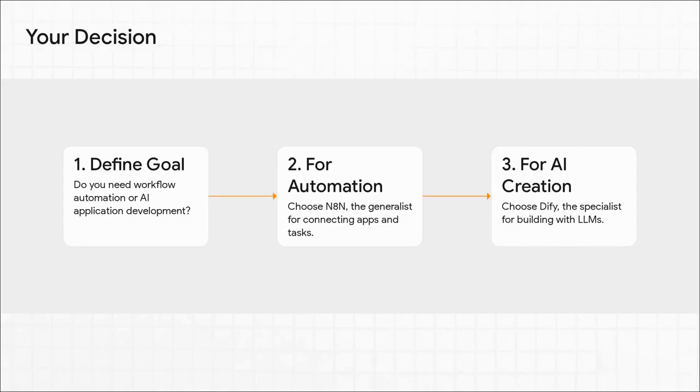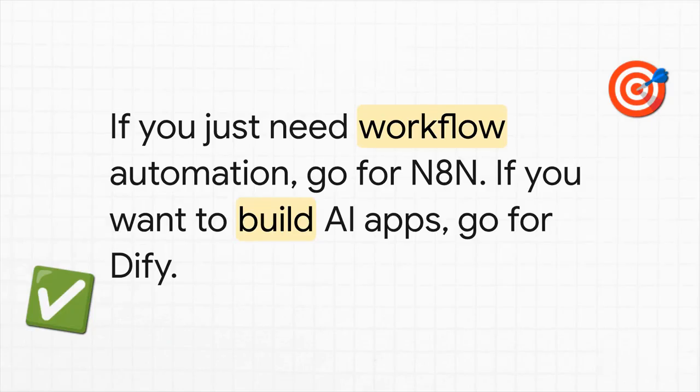You can actually break this whole decision down into a really simple 3-step framework. First, just ask yourself, is my main goal to automate existing processes, or is it to create a new AI-powered function? If your answer is automation and connecting the dots between your apps, your path leads you to the generalist, N8N. But if your goal is to build a brand new tool that uses language models, then your path leads straight to the specialist, Dify. So if you remember just one thing from all of this, let it be this. N8N connects the world you already have. Dify helps you create the world you want.